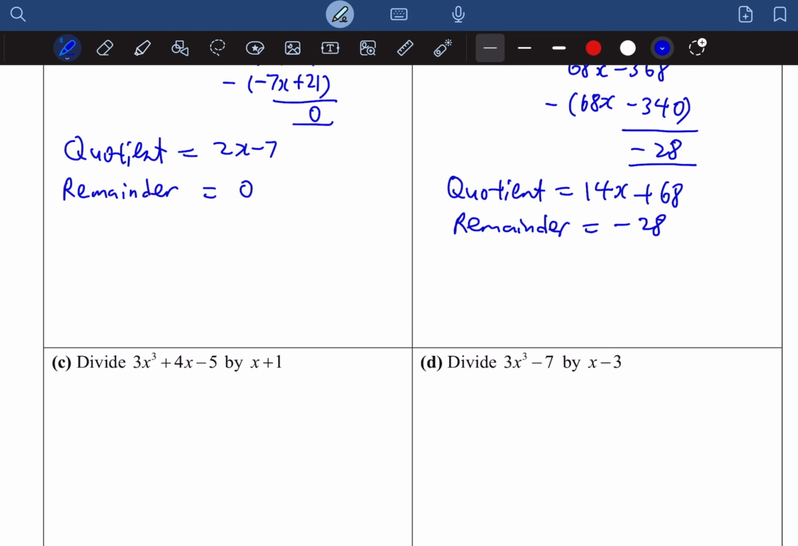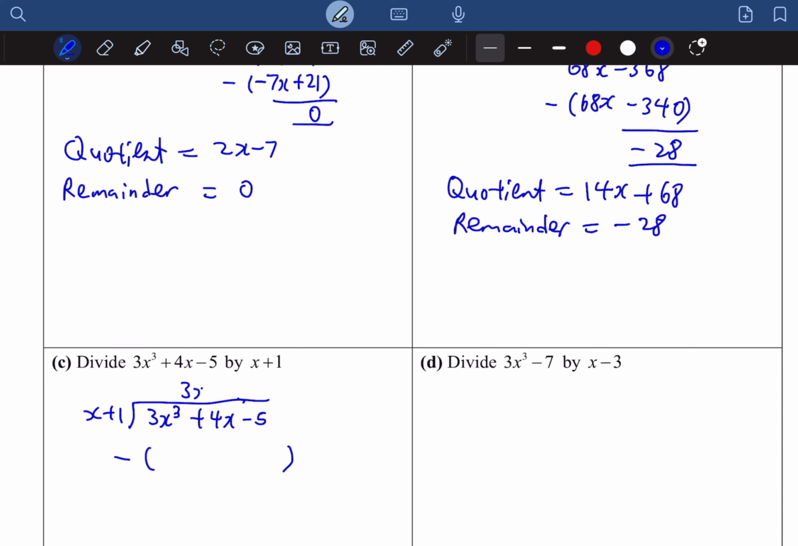Okay, let's see two more before I let you all practice some questions. So I have 3x cubed plus 4x minus 5, divided by x plus 1. So with this, I have to remove 3x cubed. What times x plus 1 gives us 3x cubed? Well, it's 3x squared. But in the dividend, there's no x squared term. So where do I write my 3x squared then? No problem, because in between x cubed and 4x, it should be an x squared. So I write it above the plus sign.